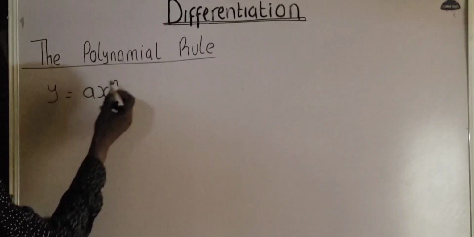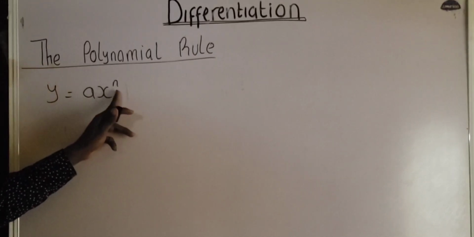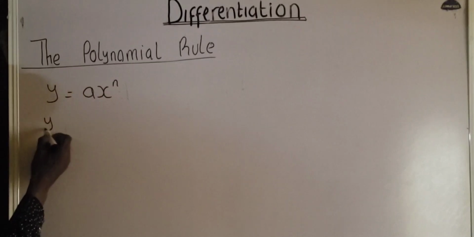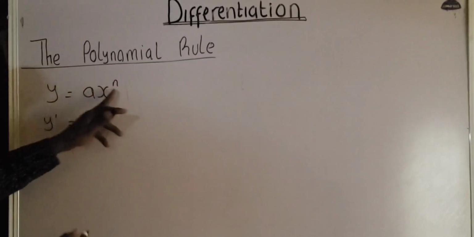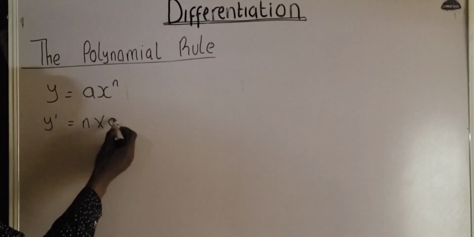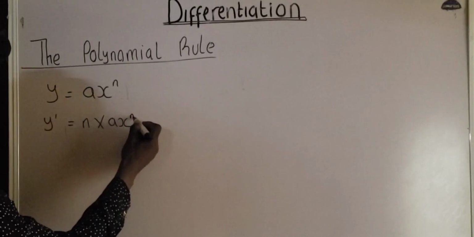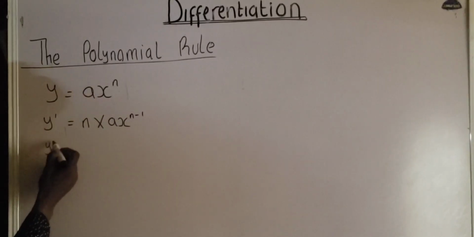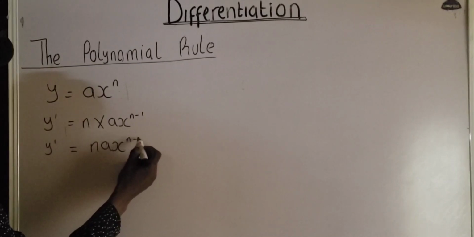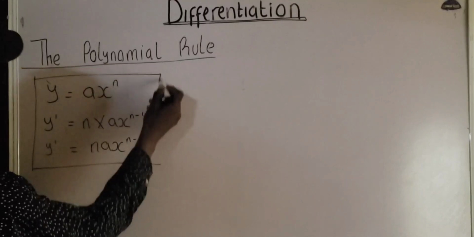raised to the power of n, where a is the coefficient of x and n is the power of x, the polynomial rule states that the derivative of y is equal to the power multiplied by the coefficient. That means I'm going to have n multiplied by ax, then the power will reduce by 1, raised to the power of n minus 1. So the derivative of y is equal to nax raised to the power of n minus 1. So this is the polynomial rule of differential calculus.